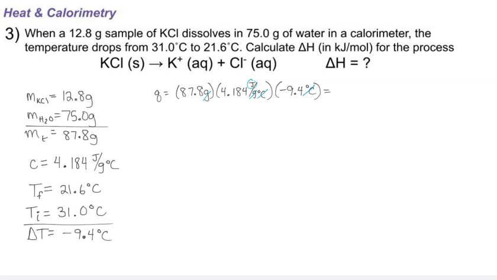When we solve this, we get negative 3453.1388. But of course, this is in joules. We need kilojoules, so I'll go ahead and convert joules to kilojoules. 1 kilojoule is equal to 1,000 joules. And so when we divide this, we get negative 3.4531 kilojoules.